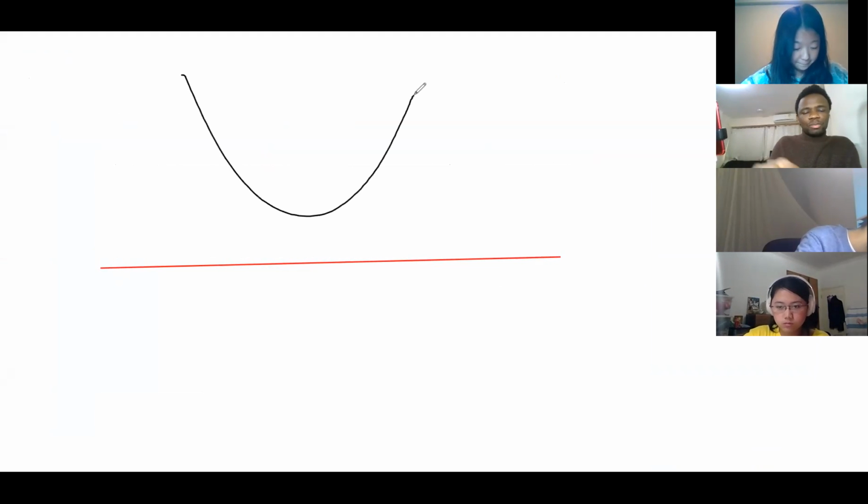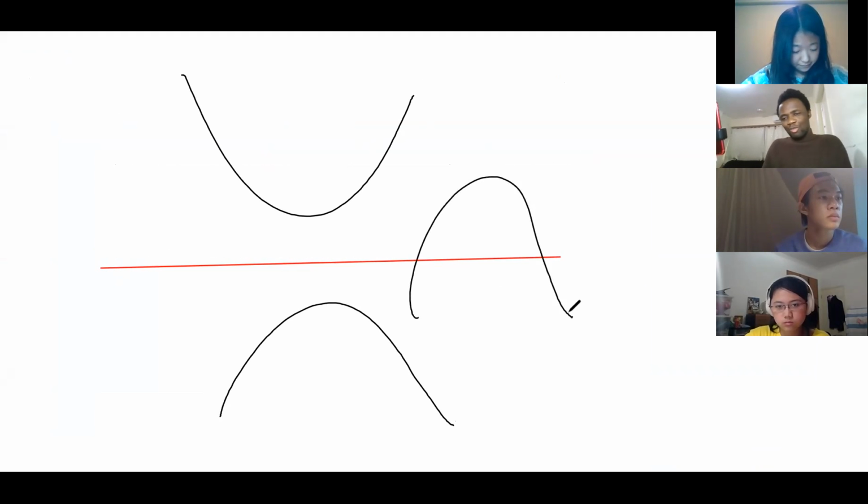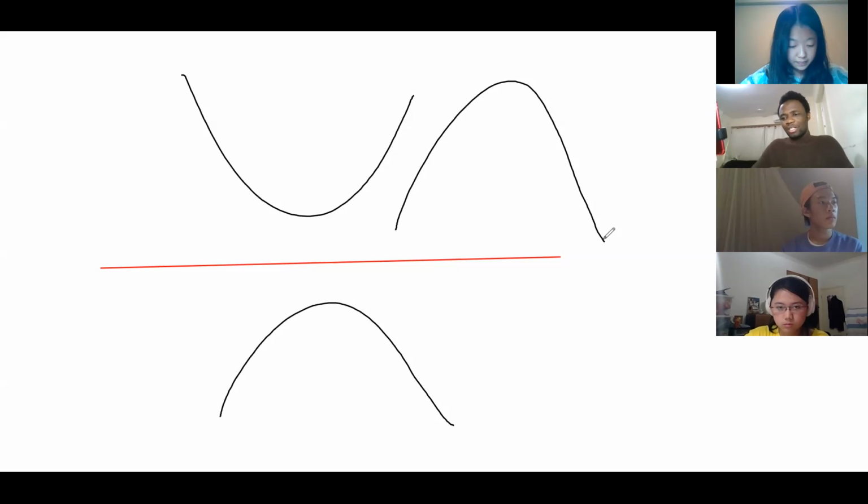So you can either have something like this or you have something like this. If you have this, all the values of y are positive. There is no way you can have this and all the values of y are positive. Okay? If all the values of y are positive, they must be here. You can't have this. Who can tell me why this doesn't make sense?